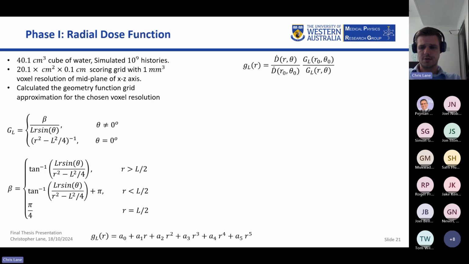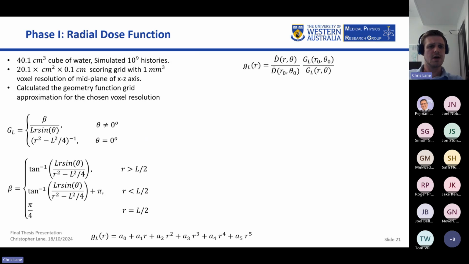So once I had that, I needed to get the radial dose function and the 2D anisotropy function. The first thing was to use a 40.1 cubic centimeter cube of water simulated with 10 to the 9 histories. The scoring grid again, in this case, was 20.1 centimeter squared. The 0.1 is just there so that I have a center voxel. It just made calculations a lot easier. And I used a voxel resolution of 1 millimeter cubed, and then placed that scoring grid in the midplane of the XZ axis.